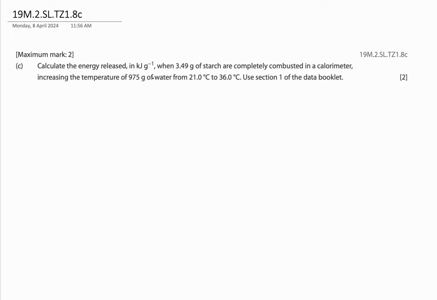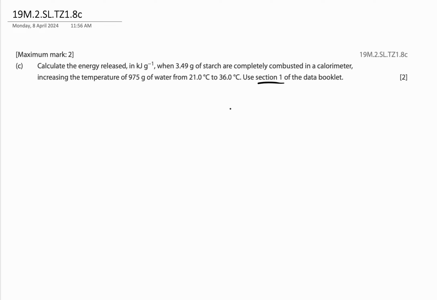Calculate the energy released in kilojoule per gram when 3.49 grams of starch are completely combusted in a calorimeter, increasing the temperature of 975 grams of water from 21 degrees Celsius to 36 degrees Celsius. And we're allowed to use section 1 of the data booklet.